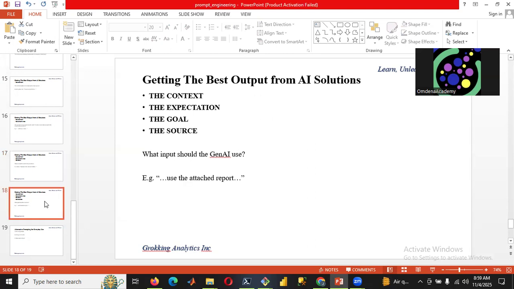And the other one, the source. This one, we are going to make use of today. I'm going to show you how you can craft cover letters, right? So the source is important. Always attach, like here you say use the attached report. I'm going to use it for your resume. So using the attached resume, craft the cover letter for the following job description. Right, we're going to do that.